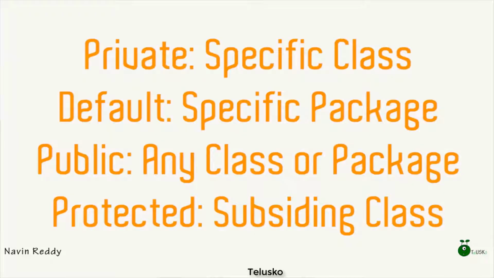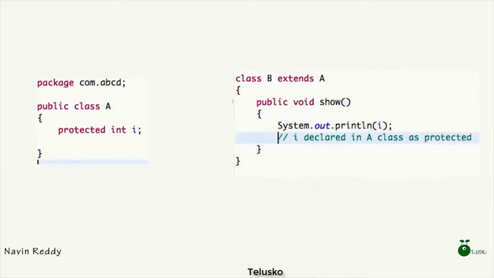Private is specific to the class only. Default is specific to the package only. Now what about public? It works from any package, any class, doesn't matter. What about protected? If you make any variable protected, it can be used only in the subsequent classes. So let's say we have class B which extends class A. Now class B can access that variable.